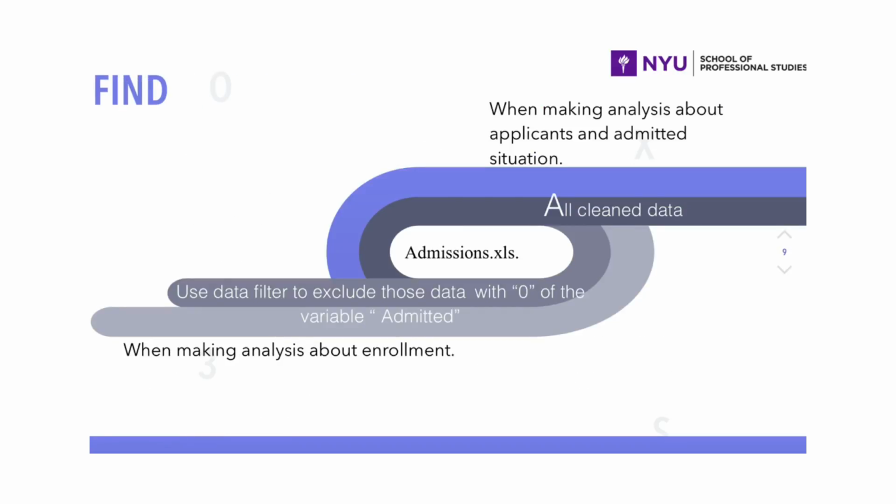So we will use the original dataset which is provided by Professor, the admission Excel. This is a dictionary definition Excel with some of the explanations of the variables. There are 50 variables in total.